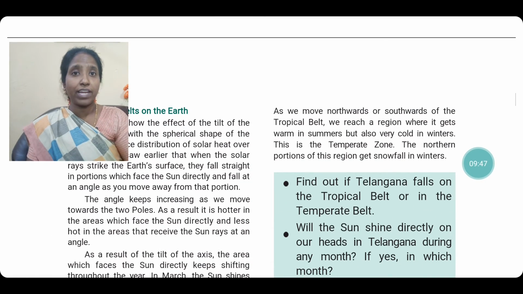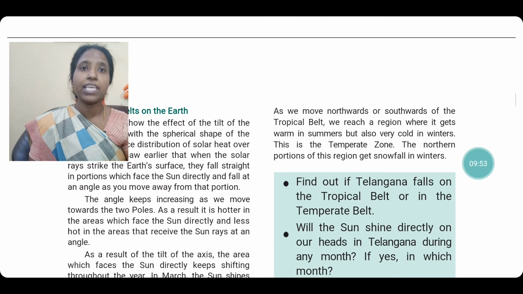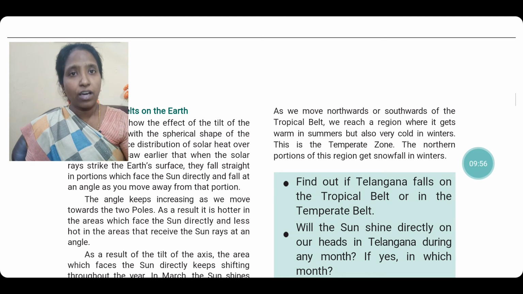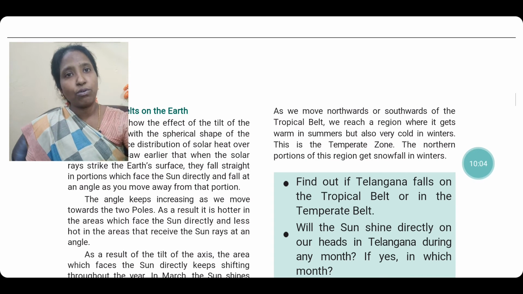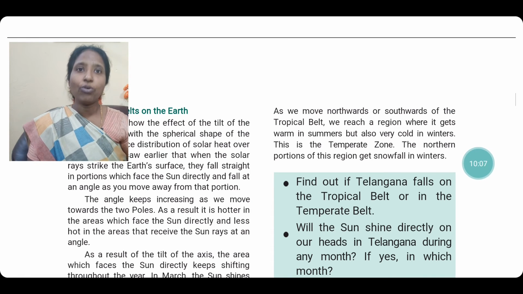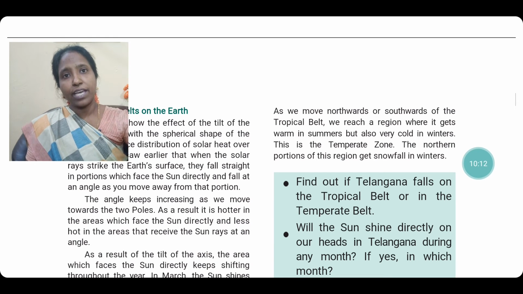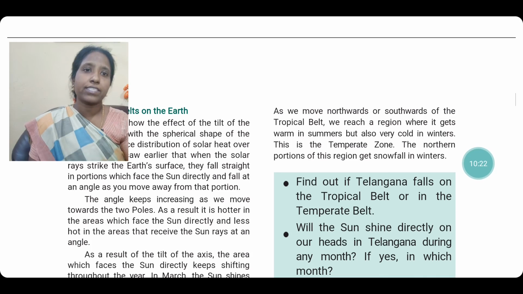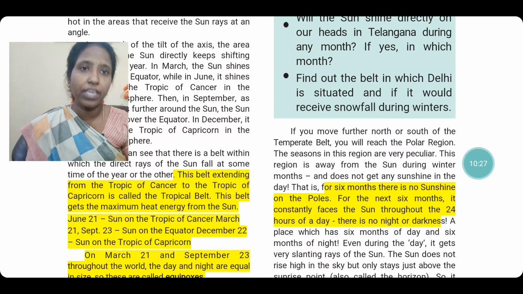These temperature belts you are well aware of. These are the torrid zone, temperate zone, and the polar region. The region between the equator and the Tropic of Cancer is called the torrid zone. In the same way, the equator to the Tropic of Capricorn is also called the torrid zone. From the Tropic of Cancer to the Arctic Circle, or the Tropic of Capricorn to the Antarctic Circle, is called the temperate zone. And from the Arctic Circle to the North Pole, and from the Antarctic Circle to the South Pole, is called the polar zone. These are because of the tilt and the spherical shape of the earth.